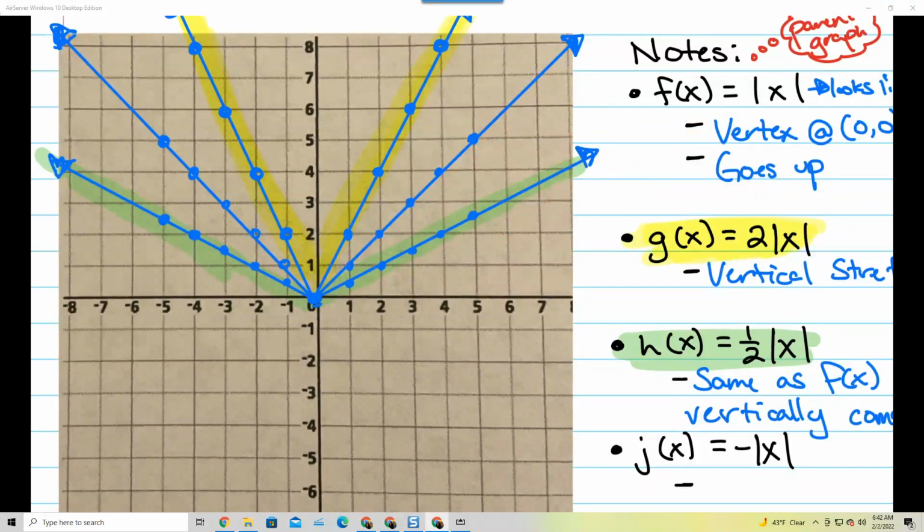So what does this number in front control? This controls whether it gets vertically stretched if the number that you're multiplying is bigger than 1, and it's vertically compressed if the number in front of it is less than 1.